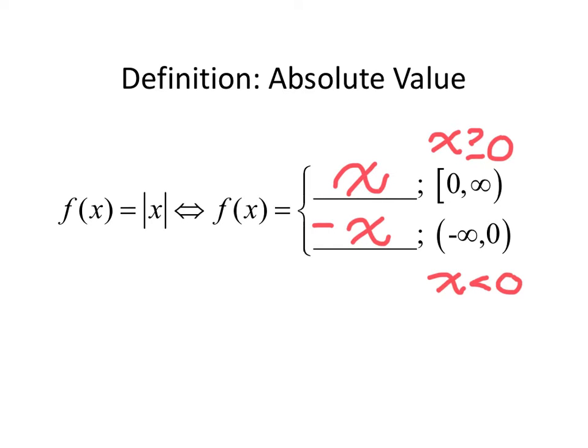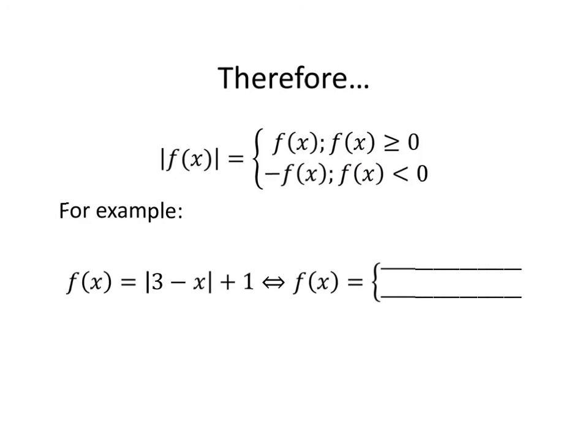Could also, if you wanted, put the open bracket here and the closed one there, just as long as it's still a function, because obviously the opposite of 0 is still just 0. Let's now extend this to any function. So for the absolute value of a function, the function will be the same for positive and 0 values of the function, and the function will be the opposite for negative values of the function.